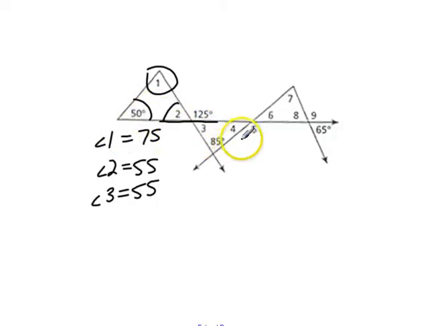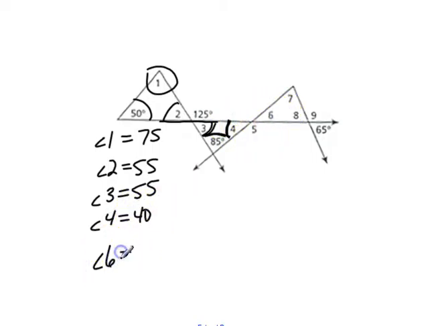Now we're going to continue to work our way around the shape. We said angle 3 is 55, and we see this angle here is 85. So 55 plus 85 is 140, which means angle 4 here must be 40 degrees. Since 4 and 6 are vertical angles, angle 6 must also be 40 degrees.